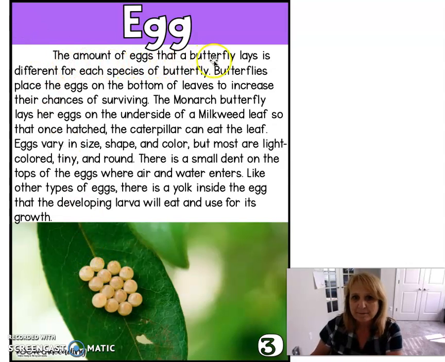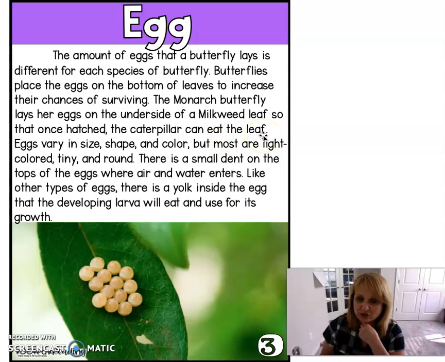The amount of eggs that a butterfly lays is different for each species of butterfly. Butterflies place the eggs on the bottom of leaves to increase their chances of surviving. The monarch butterfly lays her eggs on the underside of a milkweed leaf, so that once hatched, the caterpillar can eat the leaf. And we read that in our story. Farfalina was eating the leaf and she chewed a hole in it, which made the rain go through and drop onto Marcel's head because he was using the leaf as an umbrella, right?